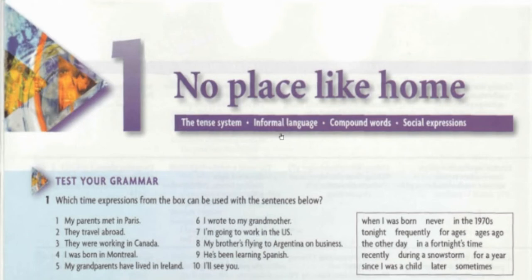Compound words, words that are made of two words, like housewife. We have house and wife. Both of them refer to a woman who is married and has no job, a housewife. A compound word. We have social expressions. Also, we will refer to social expressions in this unit.